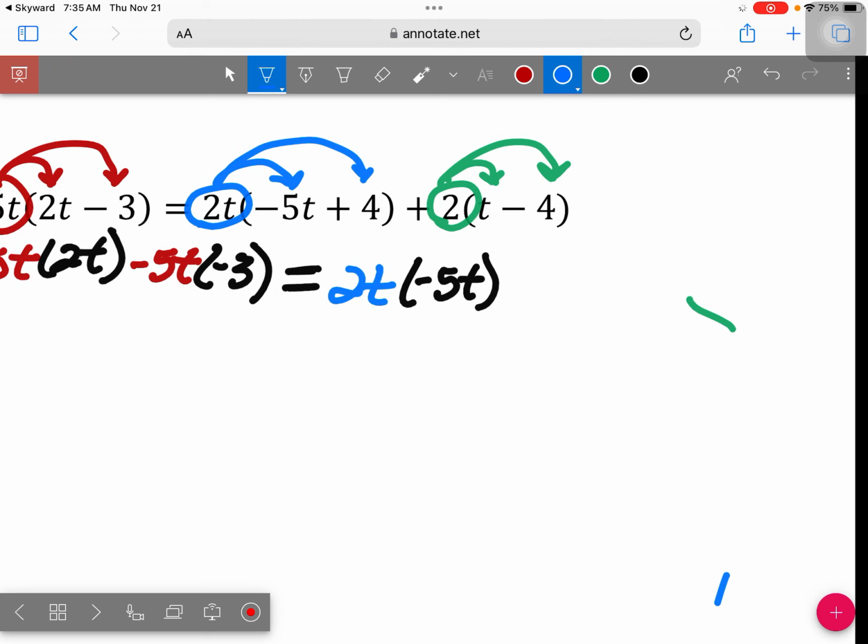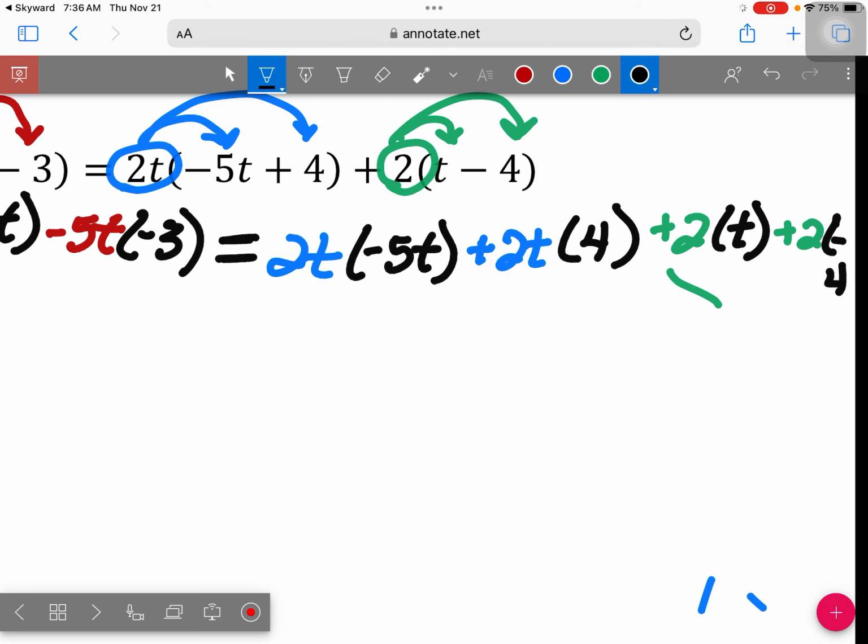Okay, let's move this over. So 2t times negative 5t, and then I take 2t times 4, and then I take positive 2 times t, and positive 2 times negative 4. Whew, almost ran out of space here.